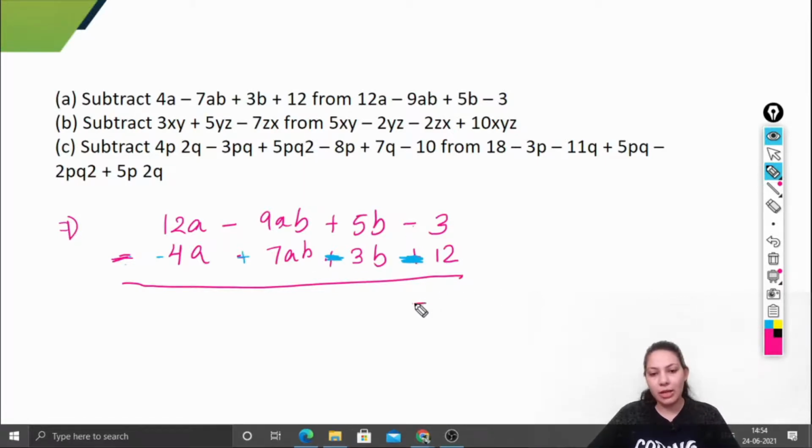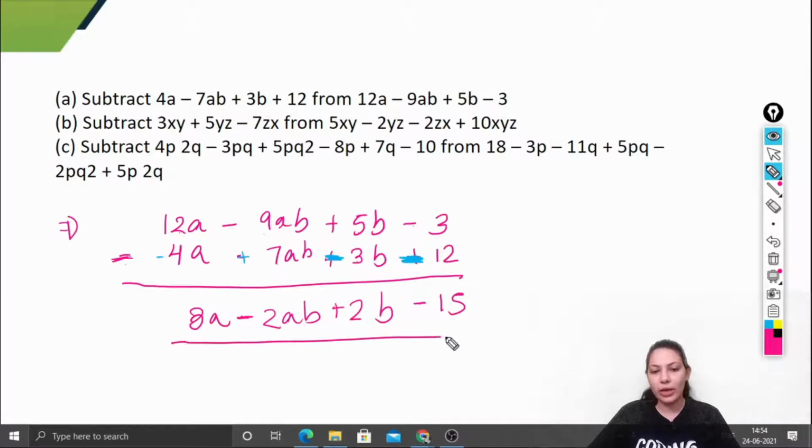Minus 3 minus 12 is minus 15, plus 5, minus 3 is 2, and b as it is of plus. Now 9 minus and plus, so bigger one is 9, so I will write the sign of minus. Now 9 minus 7 is 2ab. Now 12, again plus sign because 12 is bigger, 12 minus 4 is 8. So this is how we do the subtraction.